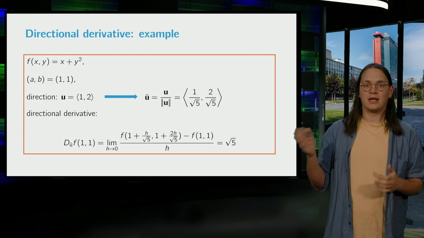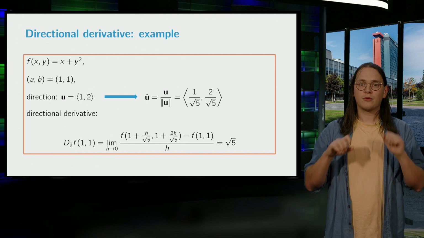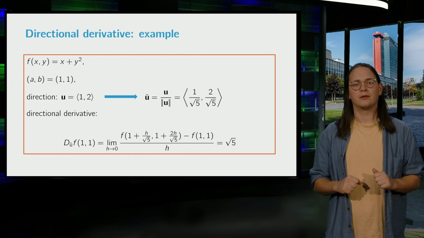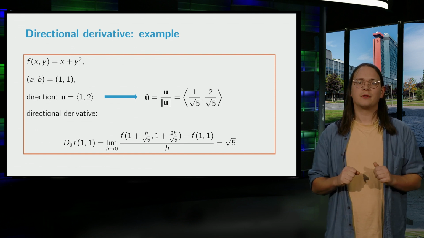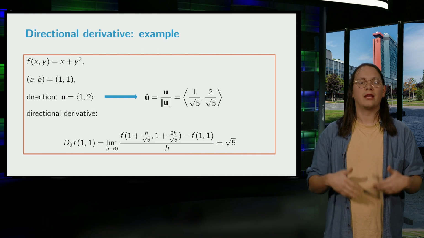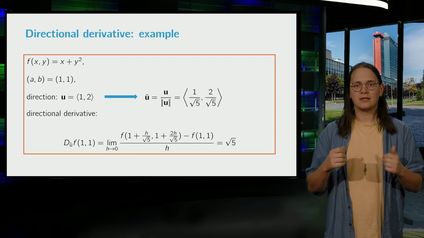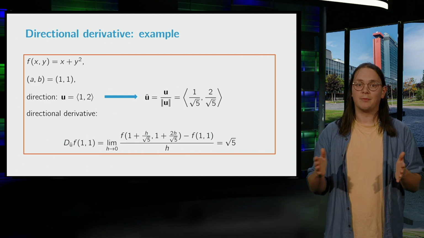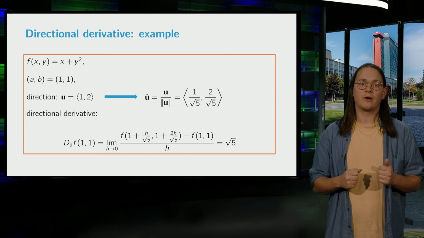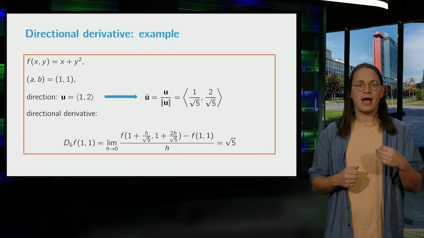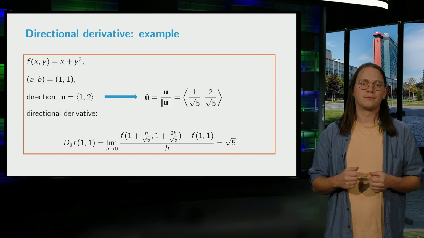So if we consider the example from before, we see that neither of the two vectors was actually a unit vector. So neither of those two limits was actually the directional derivative in the direction given by those vectors. By normalizing the vector, in other words dividing it by its length, which happens to be the square root of 5, we can obtain the actual directional derivative.